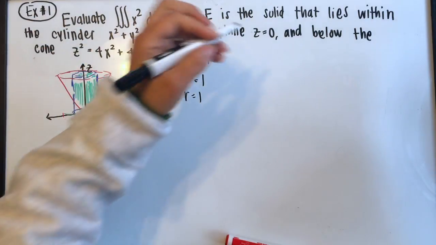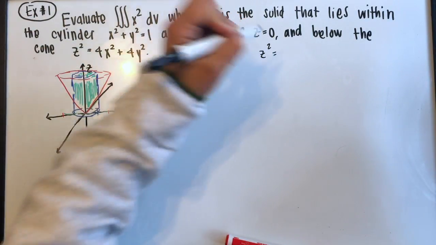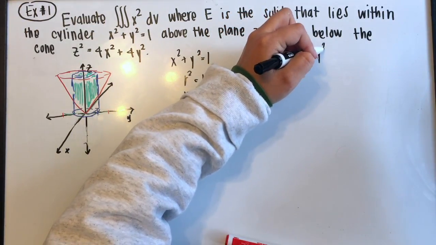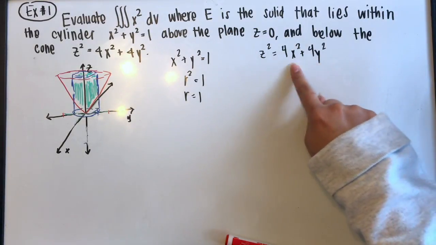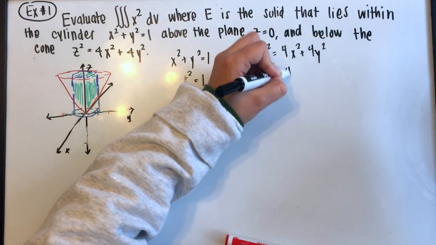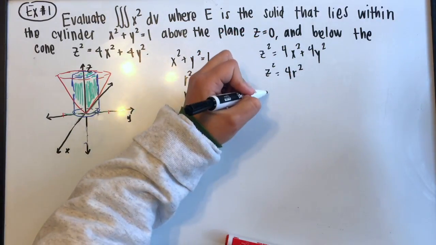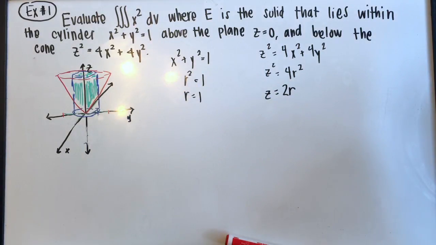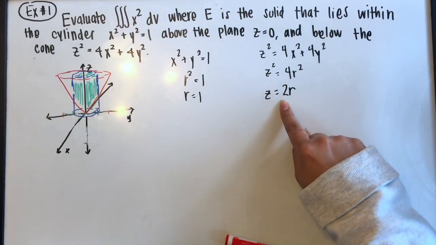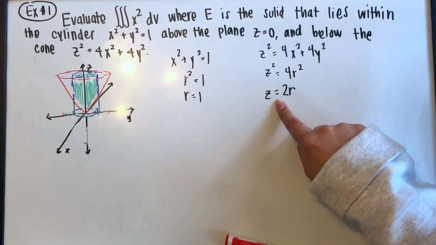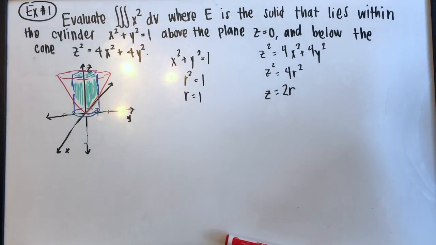Next is our cone. It says z squared equals 4x squared plus 4y squared. Well, x squared plus y squared equals r squared, so we have 4r squared, which means that z equals 2r. Look at this, z equals 2r. This is going to be part of our z integral. Now let's put it into our limits.